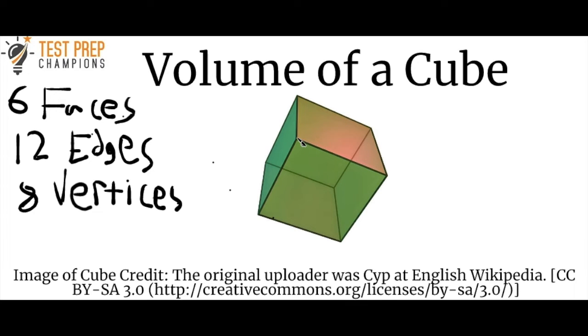So let's talk about edges next. An edge is a line segment on a cube. I'm tracing one of these line segments, aka an edge. So that's one edge. All right, so this is another edge. If we count up all the edges, we're going to get 12.